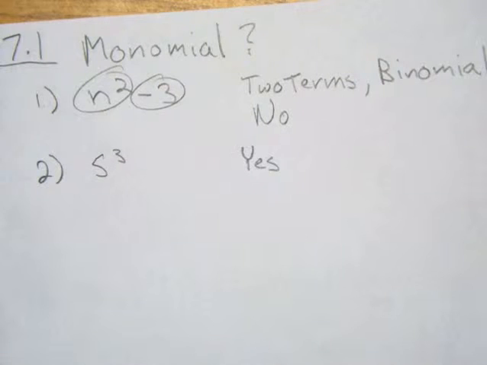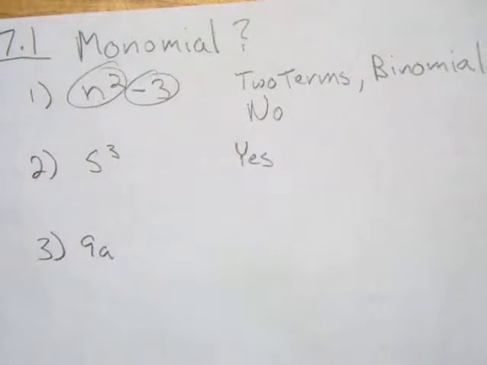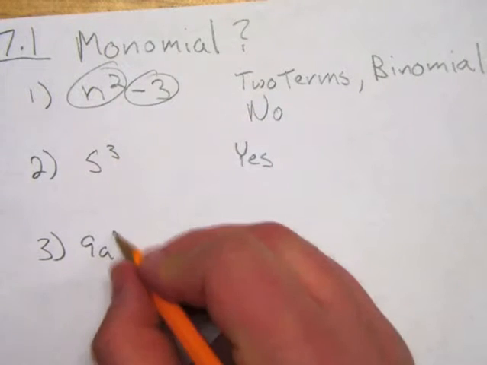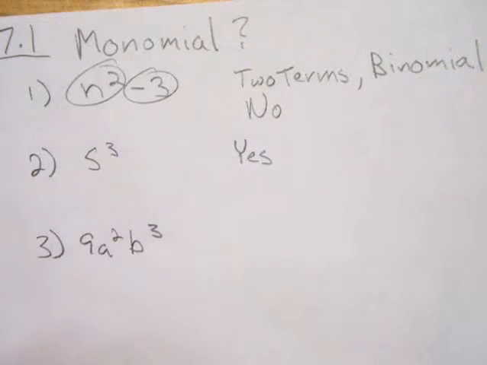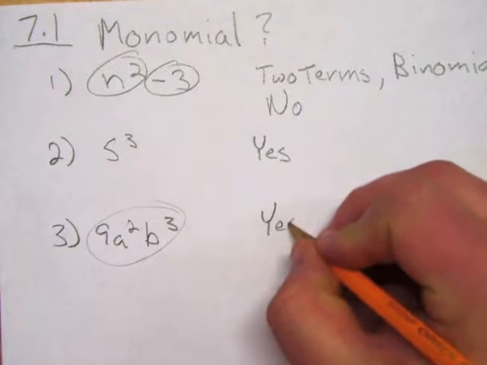Problem number 2. Or number 3. I said the wrong number. Might want to edit that out. No, you can make mistakes once in a while. This is 1, 2. One term, right? No minus sign separating the A, the B, no plus or minus sign separating those terms. So yes, that is a monomial.